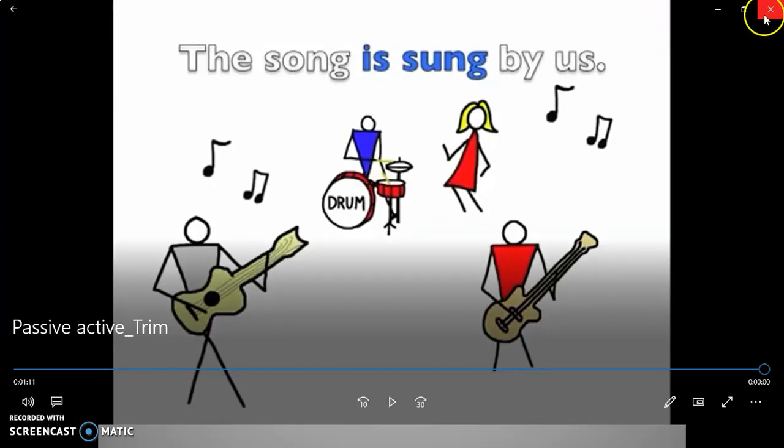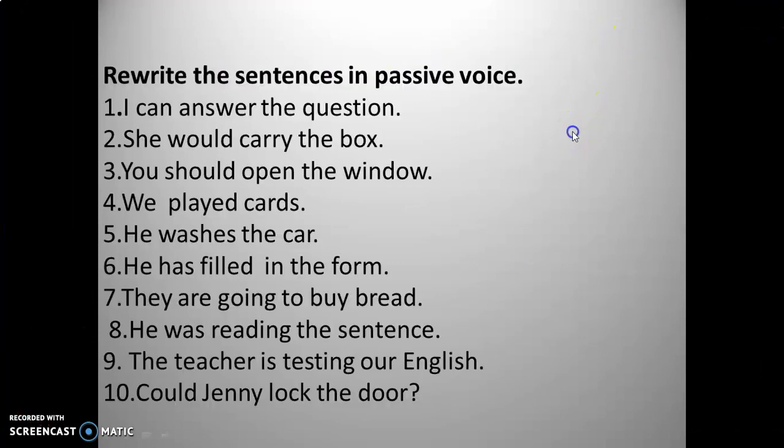After listening to this song, you will rewrite the sentences in passive voice. Number 1, I can answer the question. 2, she would carry the box. 3, you should open the window. 4, we played cards. 5, he washes the car. 6, he has filled in the form. 7, they are going to buy bread. 8, he was reading the sentence. 9, the teacher is testing our English. Number 10, could Jenny lock the door? You will have the answers at the end of this video.